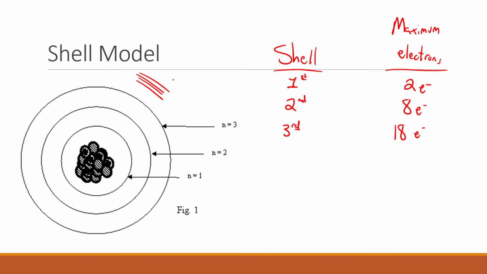Then, like I said before, the 4th, 5th, 6th, and 7th shells are all pretty much the same size. The 4th through the 7th shell all hold the same number of electrons. They can all hold 32 electrons total. Alright, so 32 for the 4th, 32 for the 5th, 32 for the 6th, and 32 for the 7th.